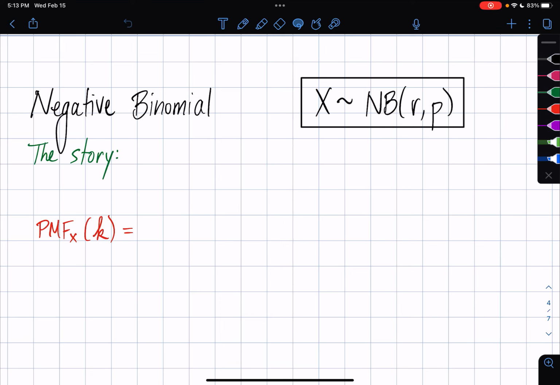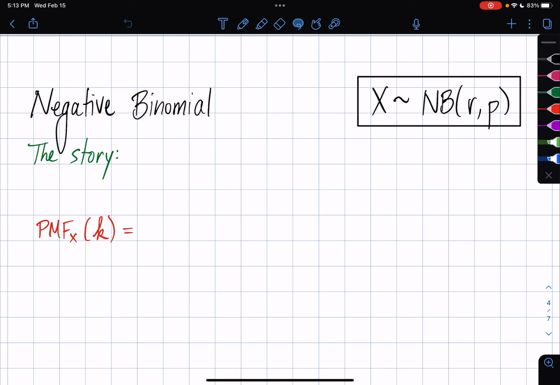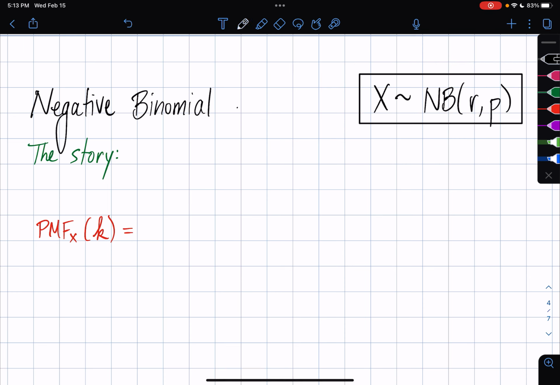All right, so here I want to fill in the gap in the lecture about the negative binomial distribution. Like all of the other distributions, we're going to start with a story. And the story here is that it's a little bit like the exponential or the geometric distribution story.